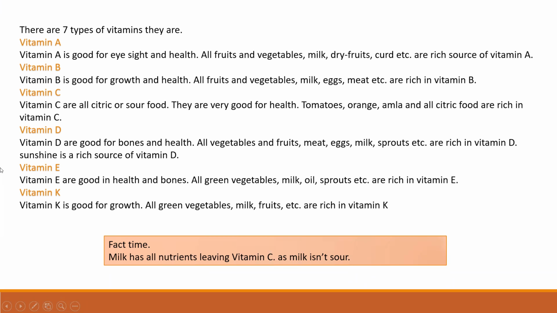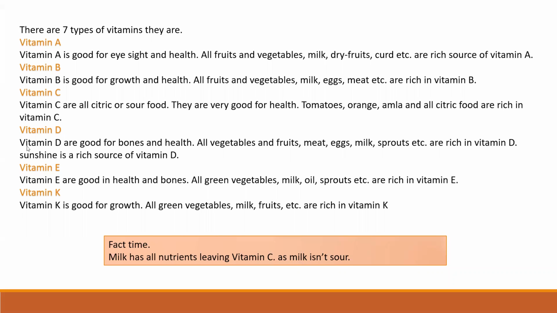are rich in vitamin B. Vitamin C: all citric or sour foods are rich in vitamin C. What does this word citric mean? Citric means sour. You might know the word sour, and all the food that you have eaten that is sour contains vitamin C. They are very good for health. Tomatoes, orange, amla are all citric foods rich in vitamin C. So every citric food has vitamin C.